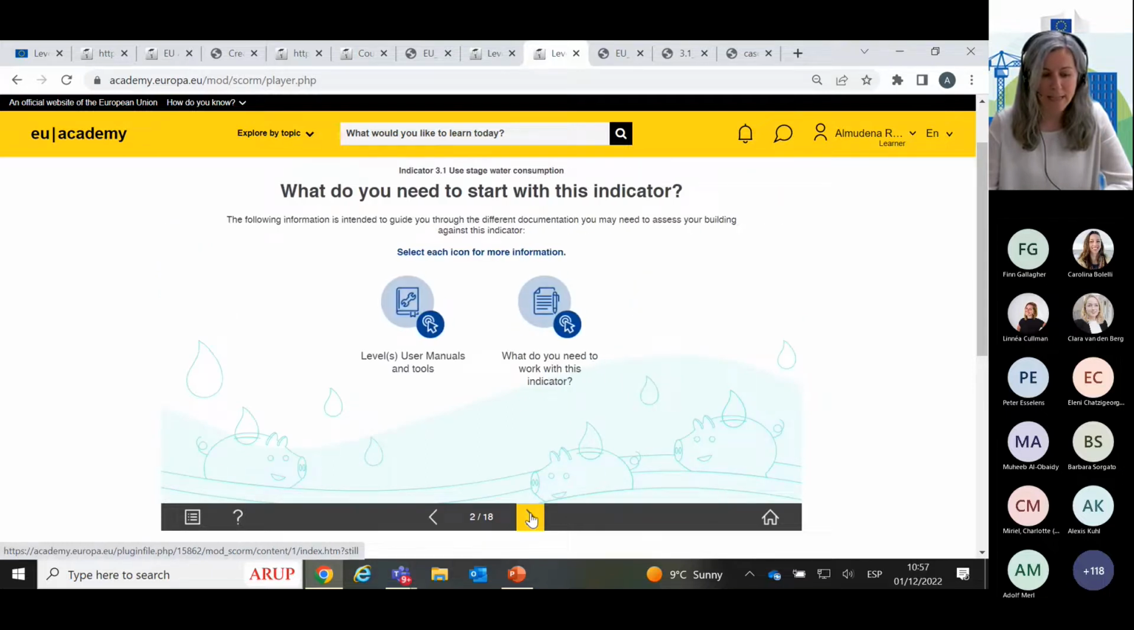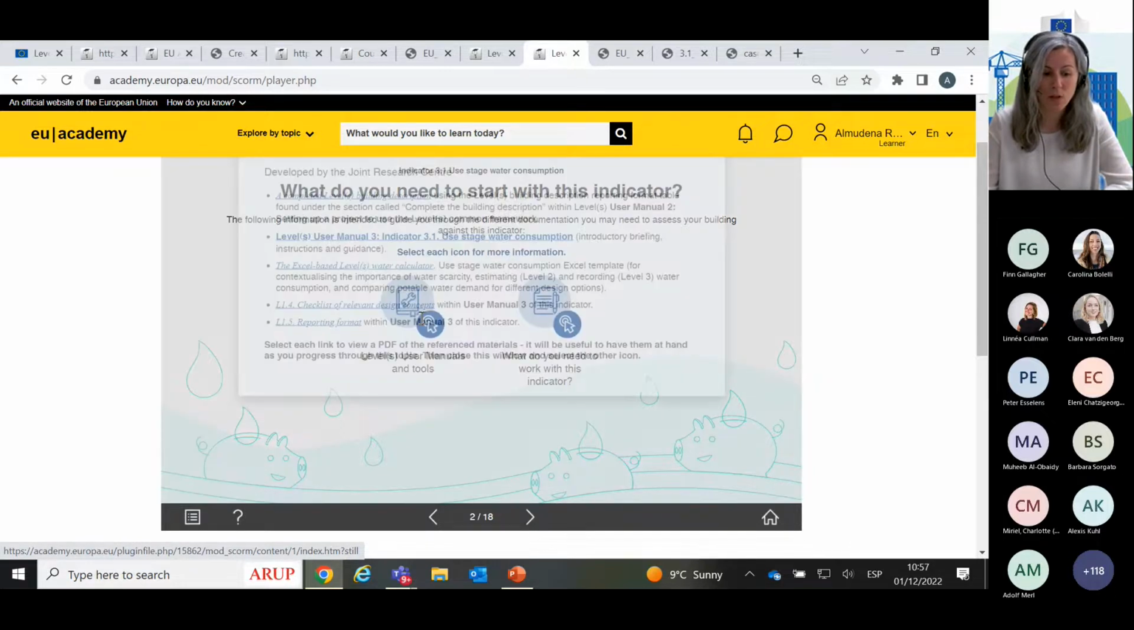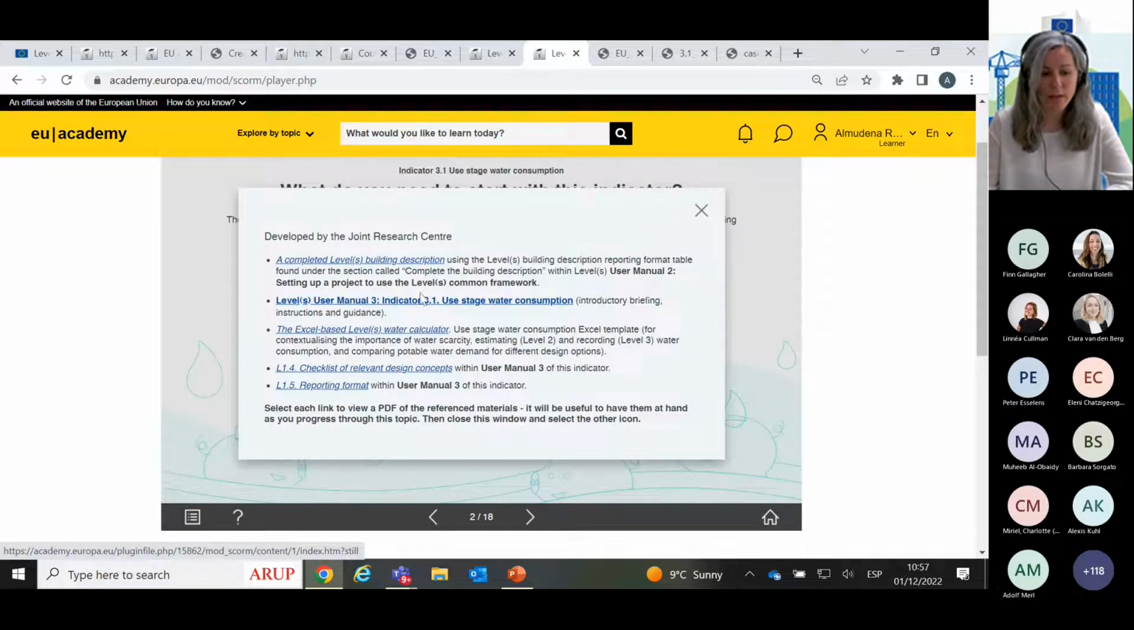And then the next screens are about what you need to start with this indicator. This is the information that you can use to go through the e-learning. This is connected to the user manuals that Josefina has presented, developed by the Joint Research Center. You have direct links to this content manual, and also to the calculator and other different tools for reporting.